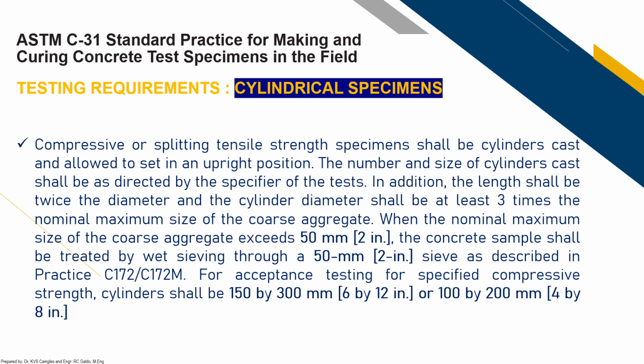And now for the testing requirements, there is a provision as to the dimensions of your mold. For the case of cylindrical specimens or concrete cylinder samples, your cylinder could be either 150 by 300 mm or 6 by 12 inches, or 100 by 200 mm or 4 by 8 inches. These are the dimensions of your cylinder mold.